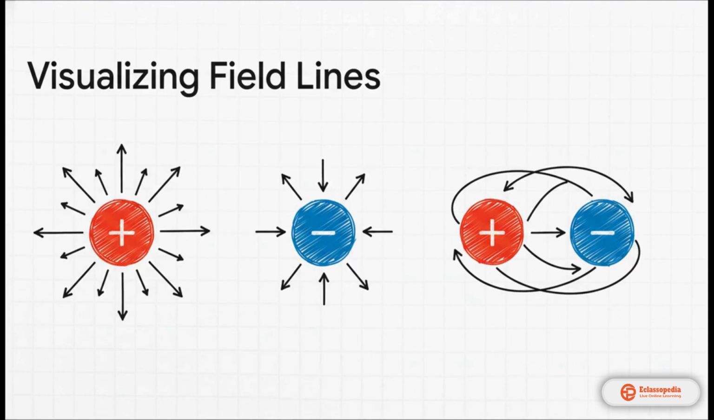And the patterns these lines make are actually pretty intuitive. Since a positive charge would push away another positive charge, the field lines always point away from positive sources. A negative charge would pull a positive charge in, so the lines always point towards it. And if you have both, the lines flow gracefully from the positive charge and land on the negative one.